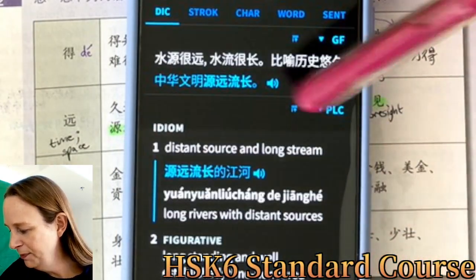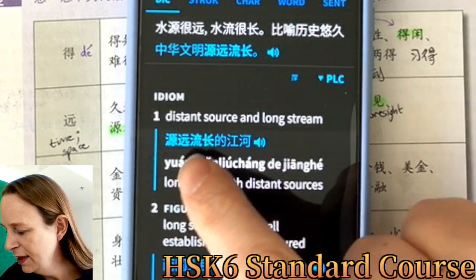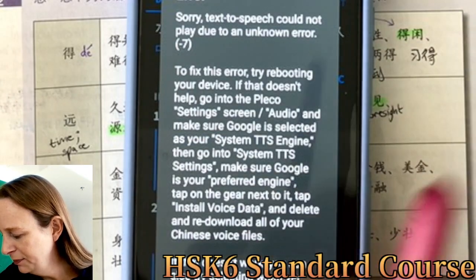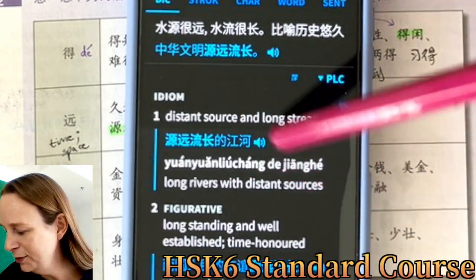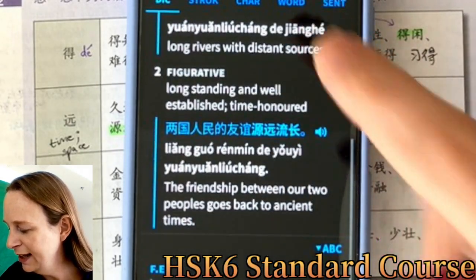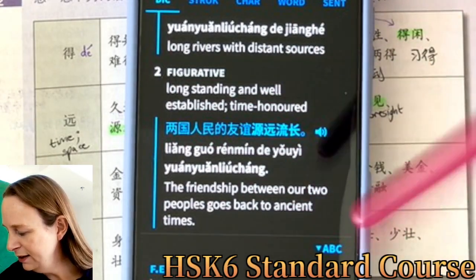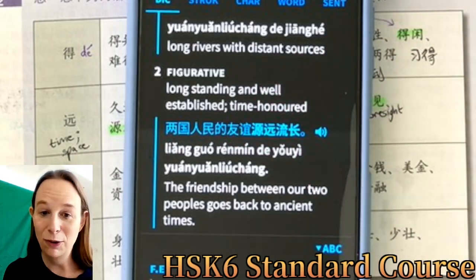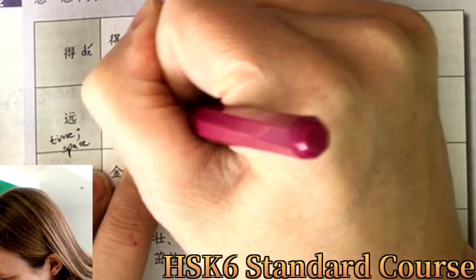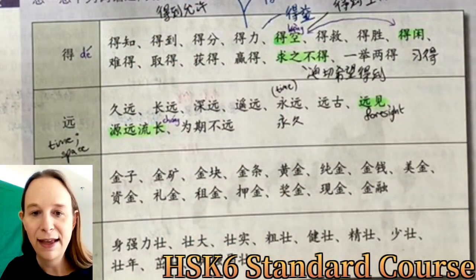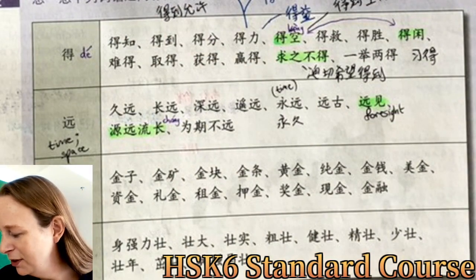So literally referring to like water sources. 源远流长. 源远流长的江河. So literal river sources, but it looks like it's seldom used like that. 两国人民的友谊源远流长. And so this friendship goes back a long time. All right, interesting. So like a long river, their friendship is also long and winding.